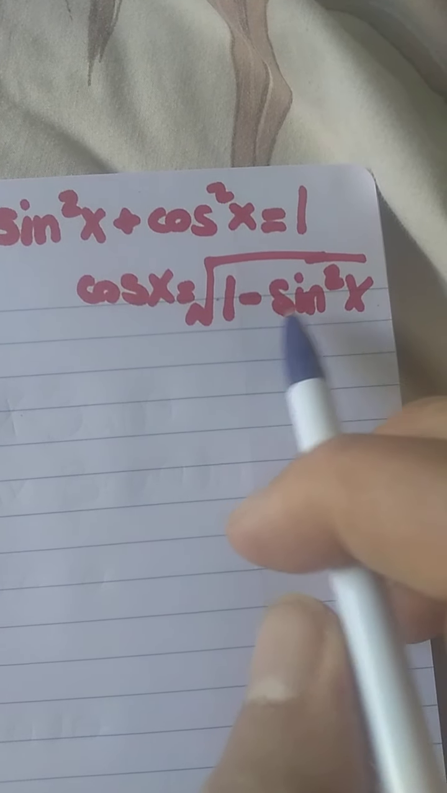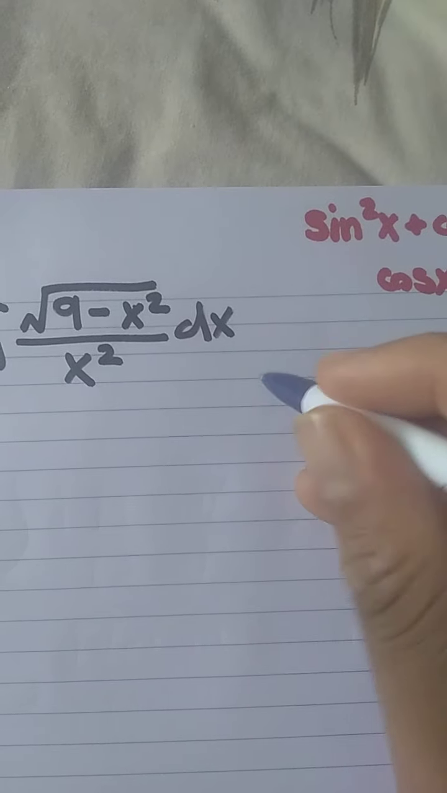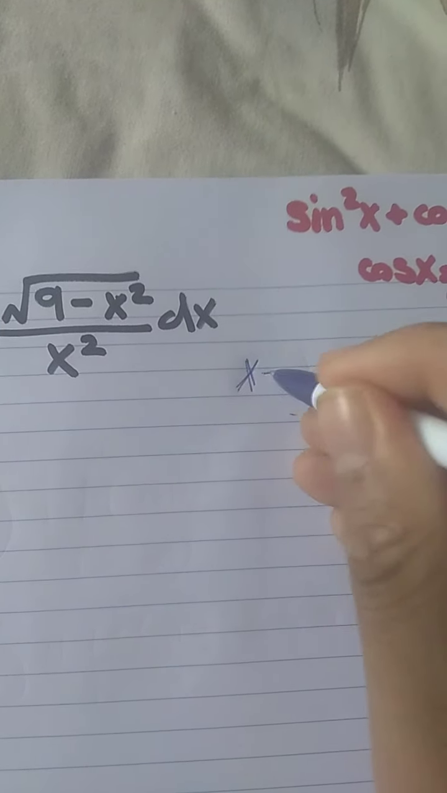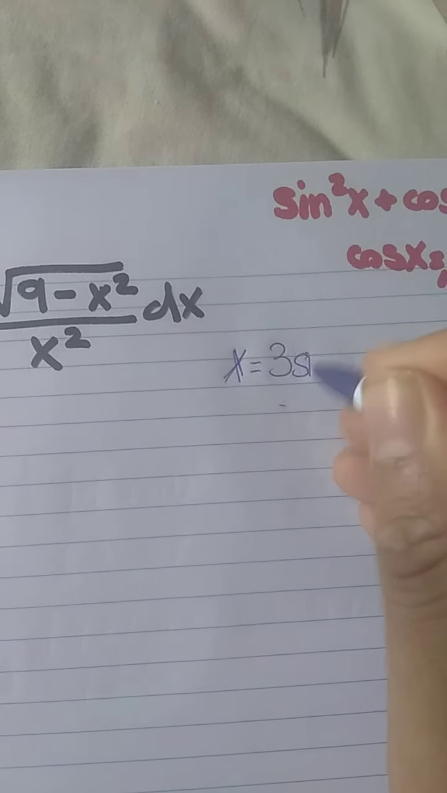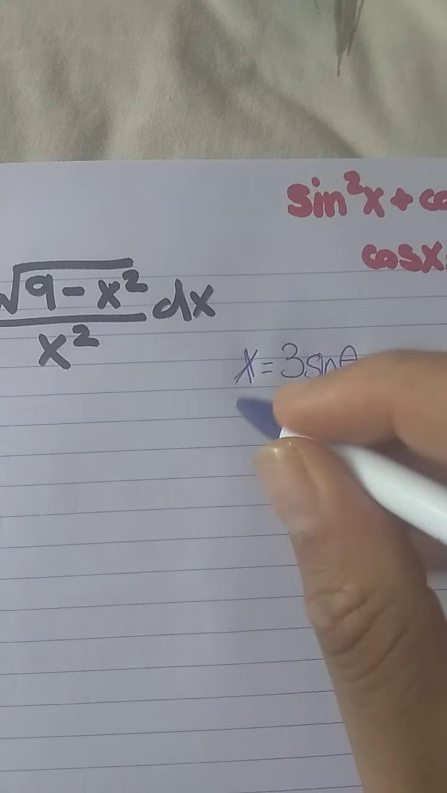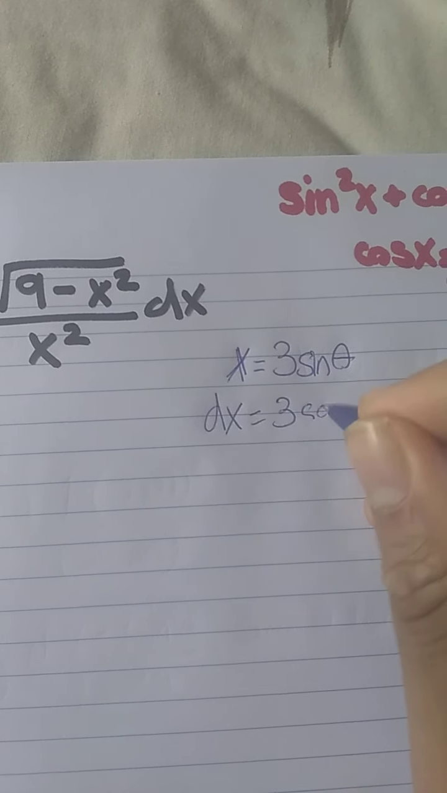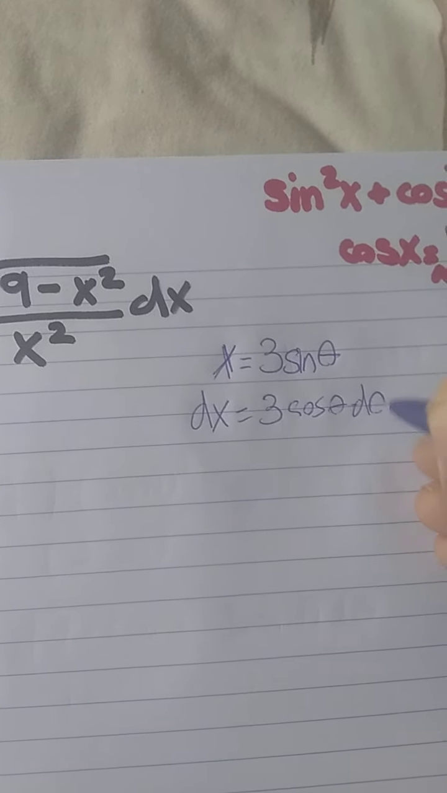When we rearrange this identity, we get cosine x equals the square root of 1 minus sine squared x. So we want to manipulate this to get it close to this. So what we're going to do here is make x equal to 3 sine theta. You'll see it when it plays out. So when we integrate dx, that becomes 3 cosine theta d theta.